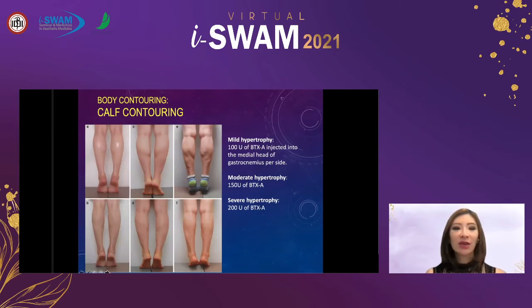So we can see here, on the patients with a mild hypertrophy, we can use 100 units per side maximum. I usually use only 60 units per side. And then for moderate hypertrophy, you can give up to 150. For severe hypertrophy, you can use up to around 200 units of botulinum toxin A. And to assess the patients, ask them to do this position to contract the gastrocnemius muscle and then try to see and palpate it.